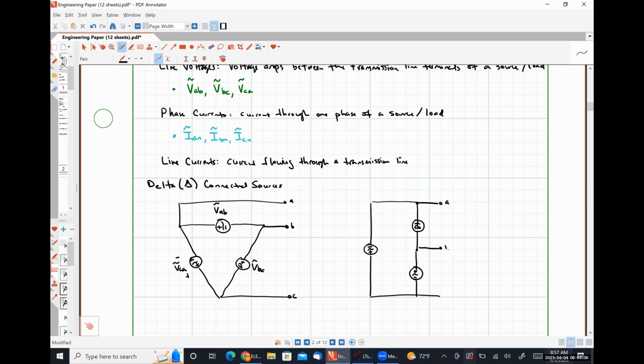So let's call this one A, this one B, and this one C. So here we have the voltage VAB. Here we have the voltage VBC. Here we have the voltage VCA.